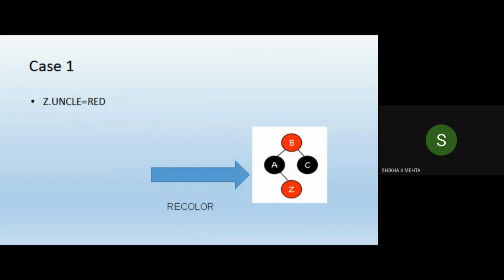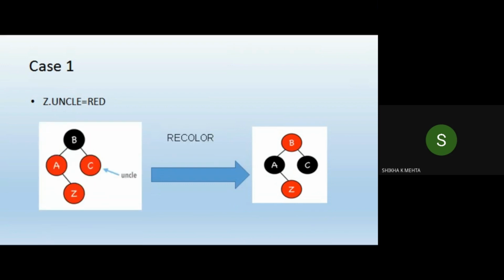So z dot uncle is equal to red. So what do we do? Let's see a scenario. Here you can see on the left hand side of the tree, B is the parent node, A and C are the child nodes, and Z is a new node that we have inserted, and that has become the right child of A.